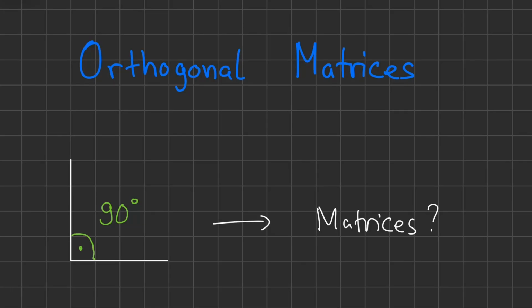You already know what a right angle is, but that idea generalizes far beyond 2D geometry, and when it does, it produces a special class of matrices that are trivial to invert and preserve both lengths and angles. In this video, we'll build up exactly what that means, starting from something you already know.